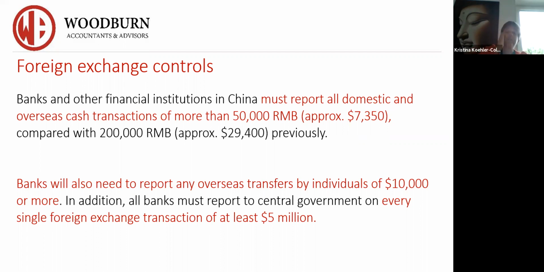Banks will also need to report any overseas transfers by individuals of $10,000 or more. That's 10,000 USD or more. And then all banks must report to the central government on any single foreign exchange transaction of at least 5 million USD. So there's a lot of reporting and back and forth approvals that the banks themselves have to go through with the PBOC. This is all very complex.